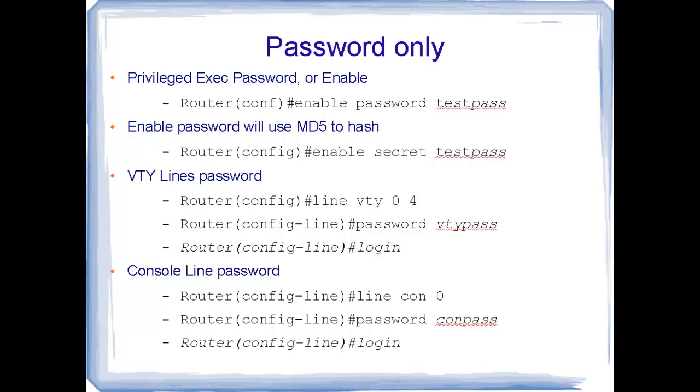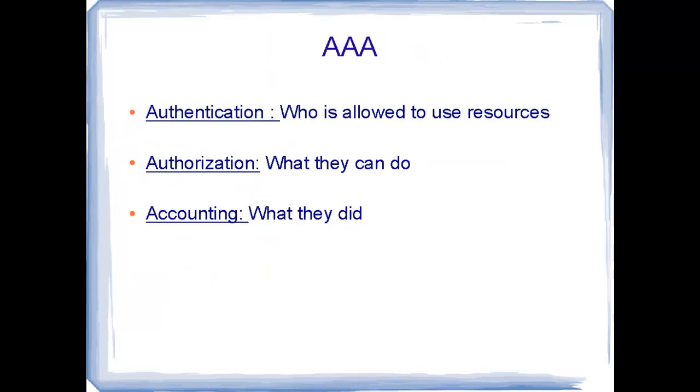Now, passwords are a pretty basic method, and it doesn't take much for someone to crack a simple password. What we can do is take it one step further, and use a username and a password. We can specify further what a person is allowed to do once they're logged in with their username and their password. And then lastly, we can actually pay attention to exactly what they're doing and how long they're doing it for. That's AAA. AAA stands for Authentication, Authorization, and Accounting. Authentication means who is allowed to use the resources.